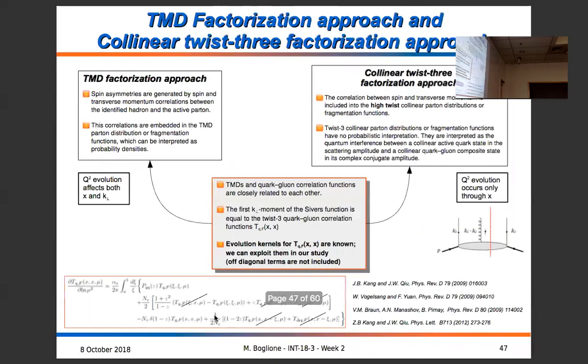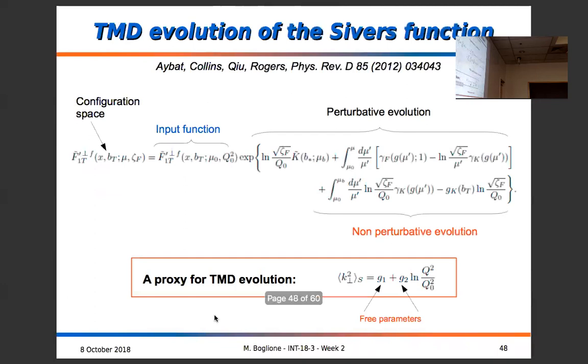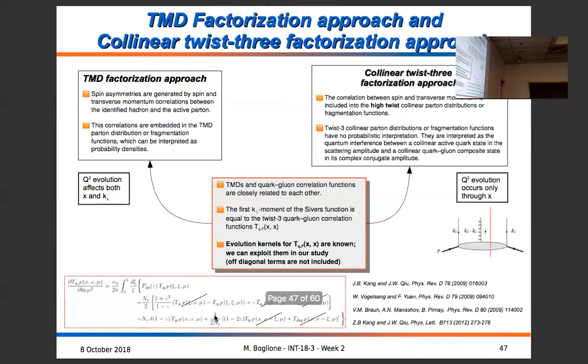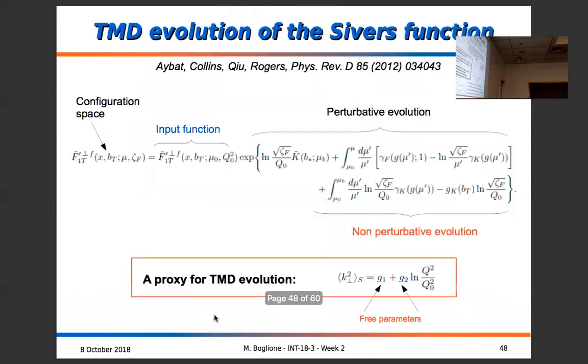Okay, so I'm not going to tell you about the TMD evolution. Maybe somebody will talk about this. We tested for evolution. We used two different schemes. One is the collinear twist-three formalism. We use this expression, which is known. We took it from one of the expert papers, but neglecting the non-diagonal terms, which are unknown.